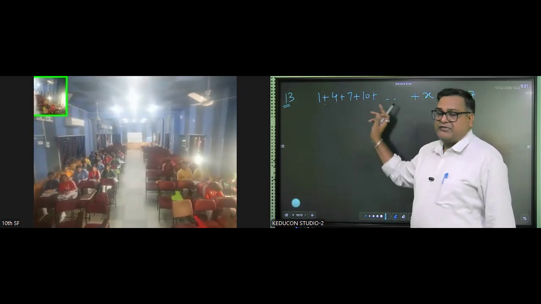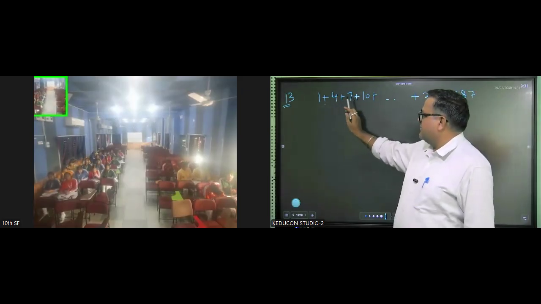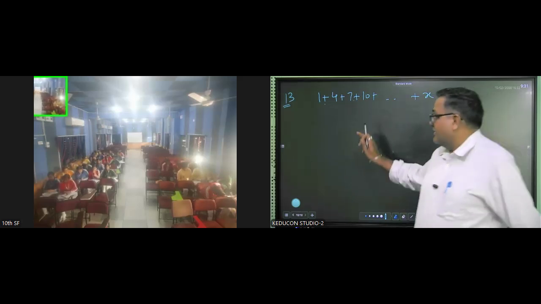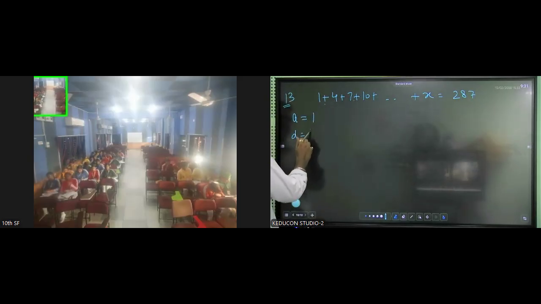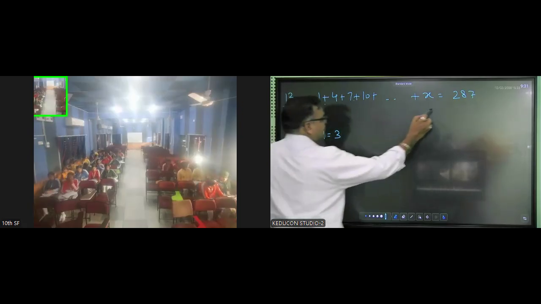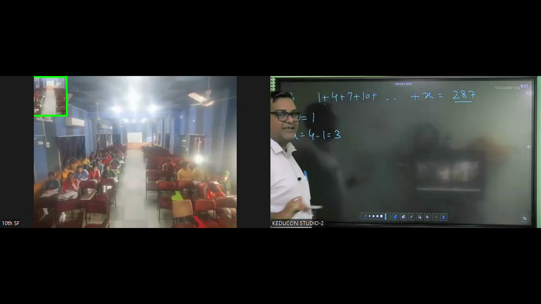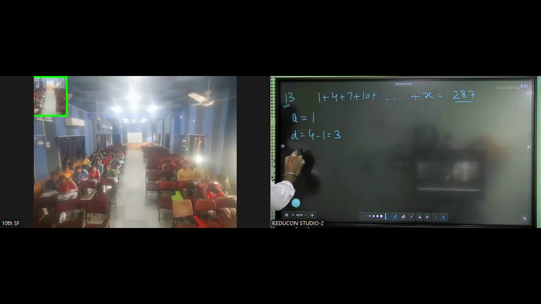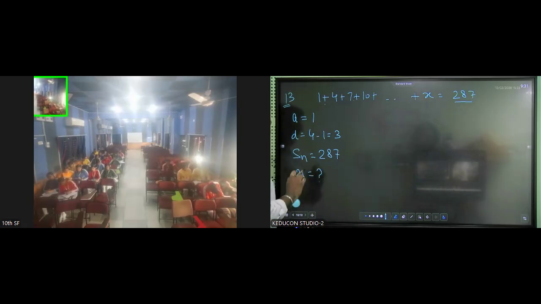If you observe carefully, these are the terms of an AP. The difference of 1 and 4 is 3, of 7 and 4 is 3, of 10 and 7 is 3. So this is an AP. The first term of this AP is 1 and the common difference is 4 minus 1, which is 3. This is the sum of this AP. The sum of the terms of the AP means Sn is also given to you, 287. So first of all, you have to find n.